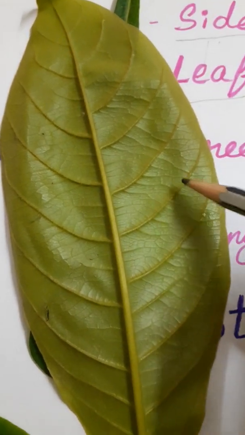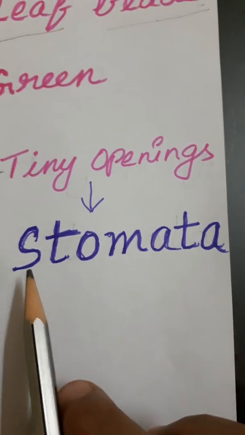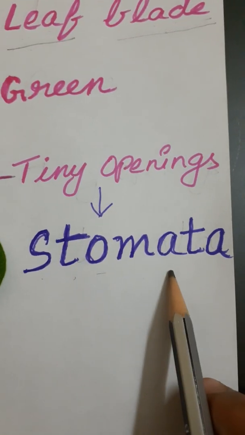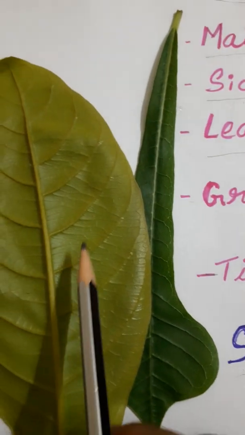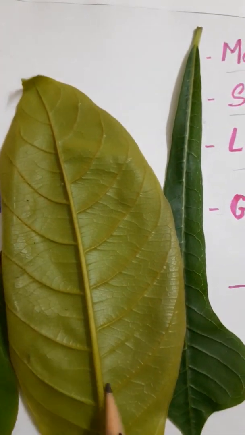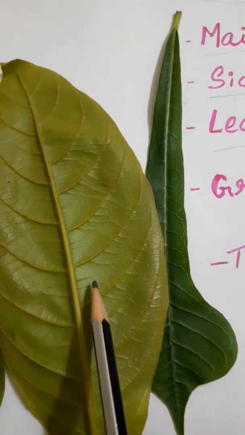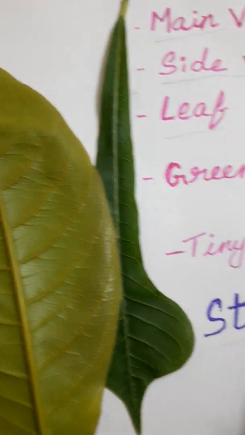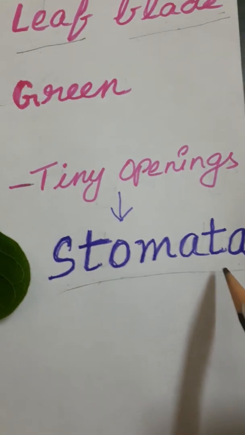These small tiny openings are called stomata. Stomata. The small openings on this backside of the leaf, underside of a leaf. These small tiny openings are called stomata.